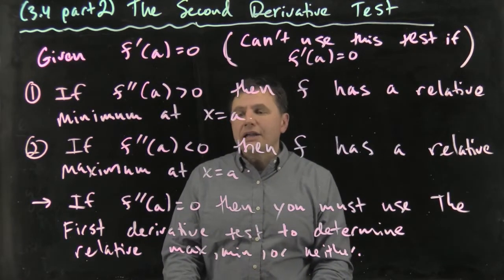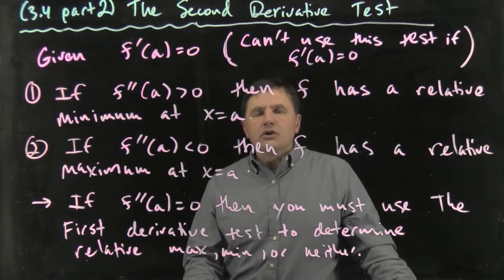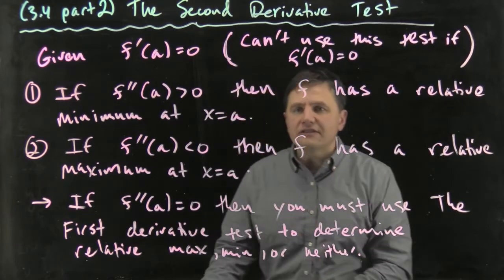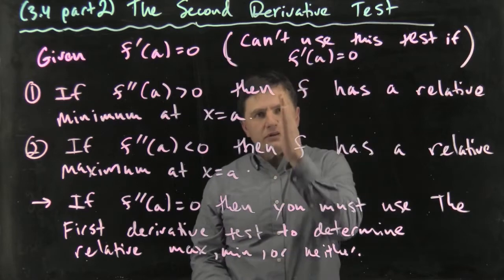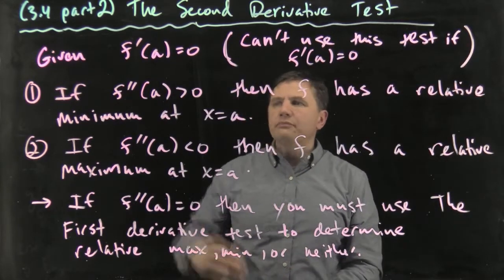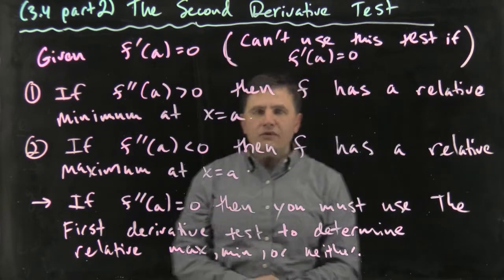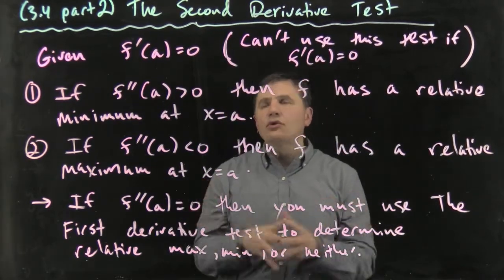So just a reminder, the first derivative test is the one that we've been using up until now. If we have a critical point, so that'd be when the derivative is equal to 0 or does not exist, and the derivative goes from positive to negative, that means we have a relative max at that point. If our derivative goes from negative to positive, that means we have a min at that point. This is another way to determine that where we don't need intervals.